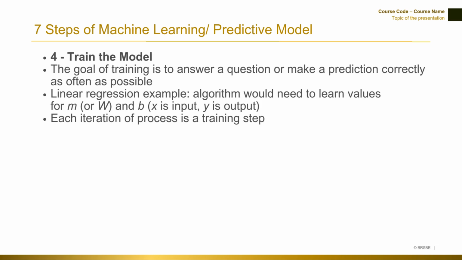The next step is model training. Model training is to train the selected model using the prepared dataset. This involves feeding the model the training data and allowing it to learn the underlying patterns. Effective training is essential for the model to make accurate predictions on unseen data.